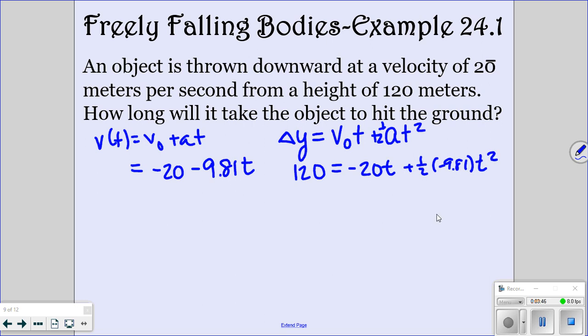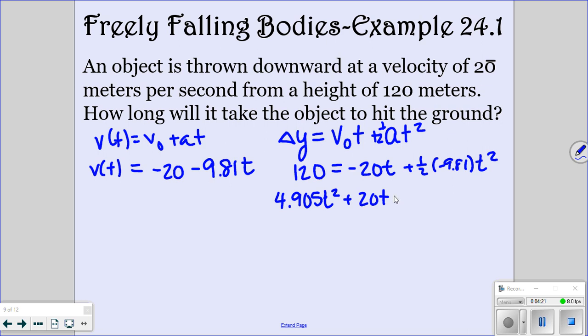So we're going to want to solve this right equation because we don't know what the V of t is. We don't know what the velocity at whatever time is, so we can't do anything with it. So if we set this equal to 0, I'm actually going to move everything over to the left side and set it equal to 0. So 1/2 times negative 9.81 is negative 4.905. So when I move that over to the left, it's going to be positive 4.905 t squared, and then plus 20t.